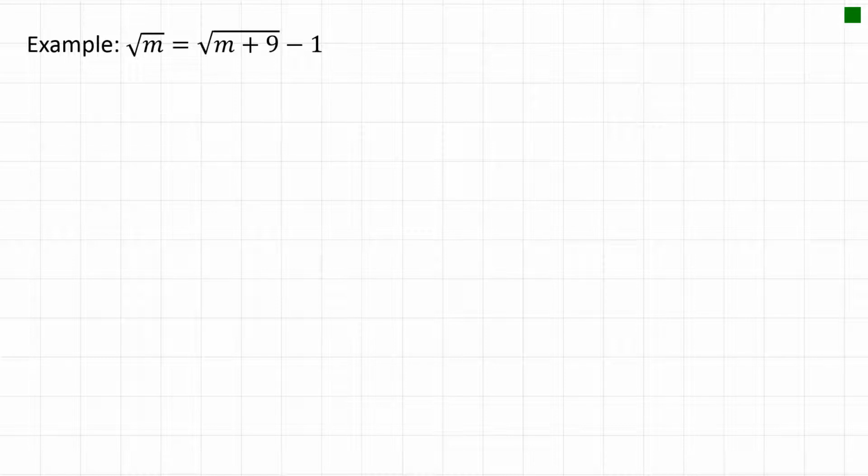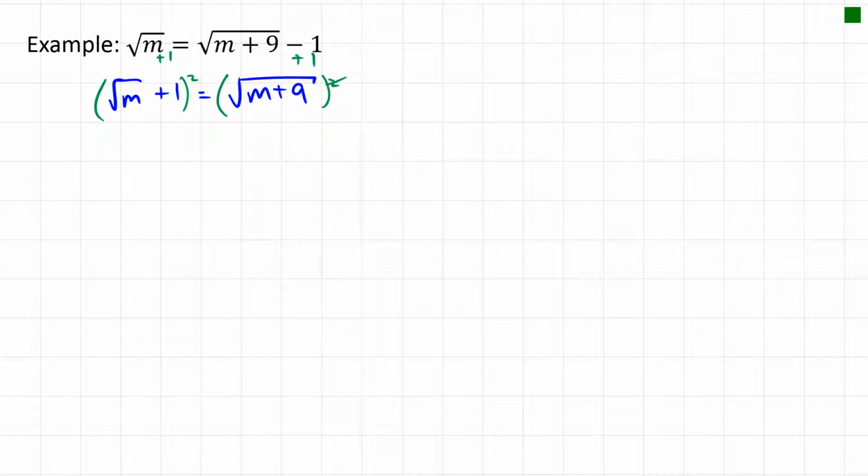So right now, I could just square both sides and eliminate the radical on the left, but I would be left with something really messy if I squared the right-hand side. So what I suggest you do is add 1 to each side, and we'll get square root of m plus 1 is equal to the square root of m plus 9. And now the more complex radical is isolated on the right-hand side, and now we should go ahead and square both sides.